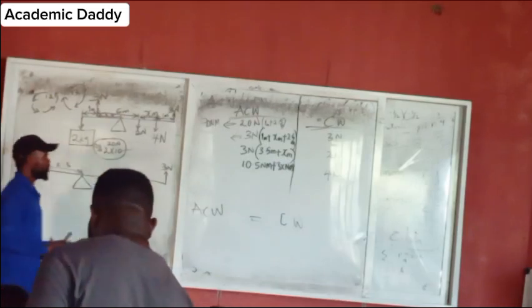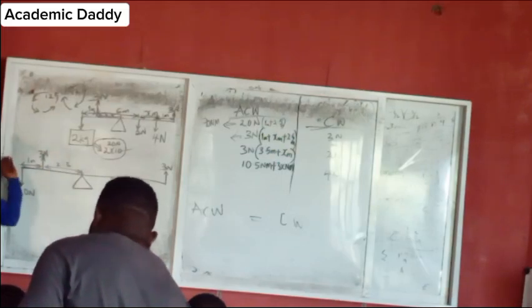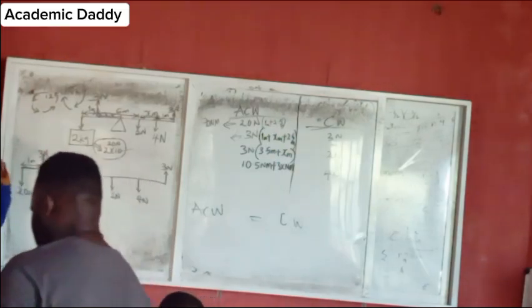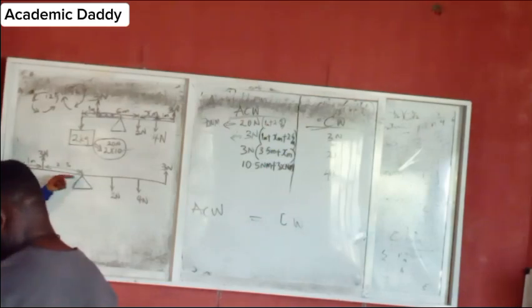Alright, so let's go to the next one, so there will be no confusion. The next one is 3 Newton. Normally, if you do this carefully, you will understand without confusing yourself. This one is going clockwise, and we point the clockwise towards the pivot, because that's the point everything is reacting on, the center of gravity.